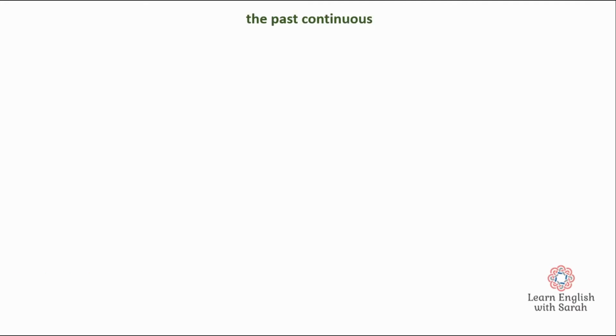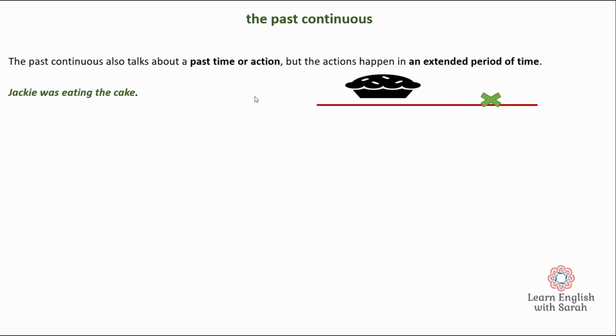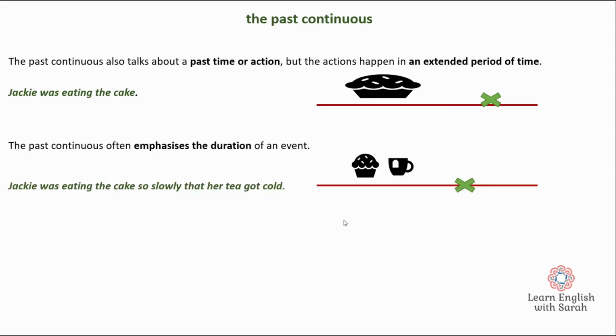Let's look at the past continuous a little bit. So past continuous also talks about a past time or action, but now these actions happen in an extended period of time. So if you look at this cake, it's got quite a bit longer than the cake on the slide before. This is the extended period of time. So Jackie was eating the cake.